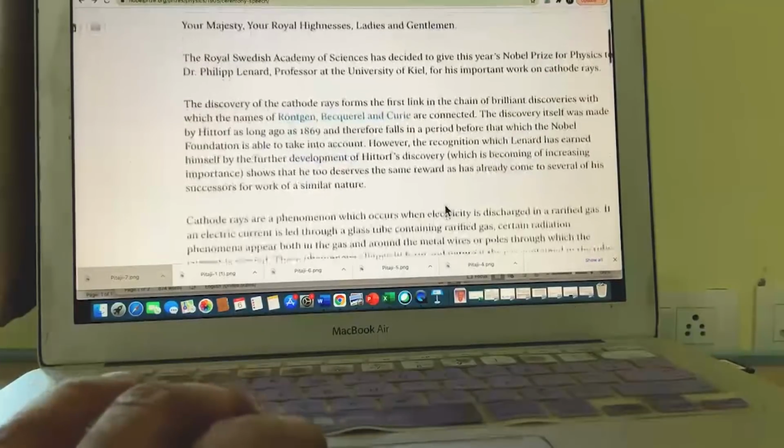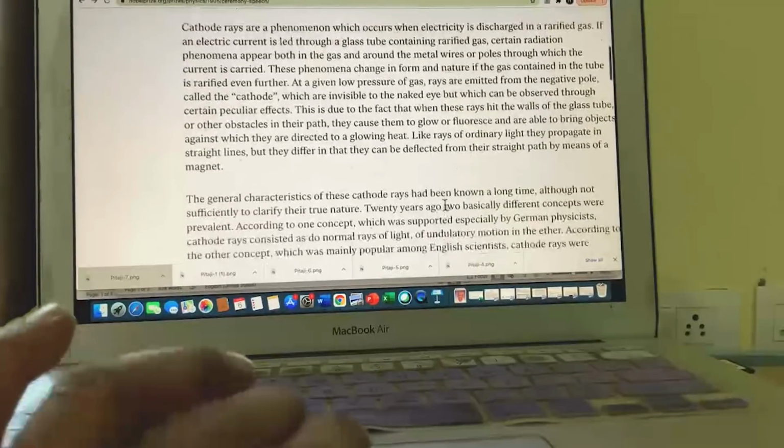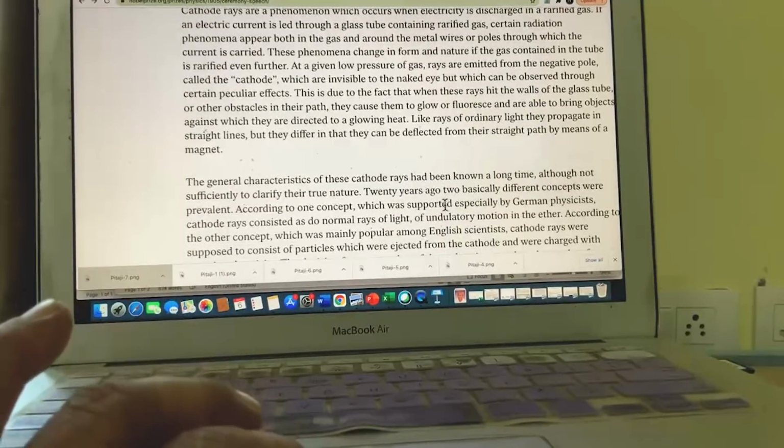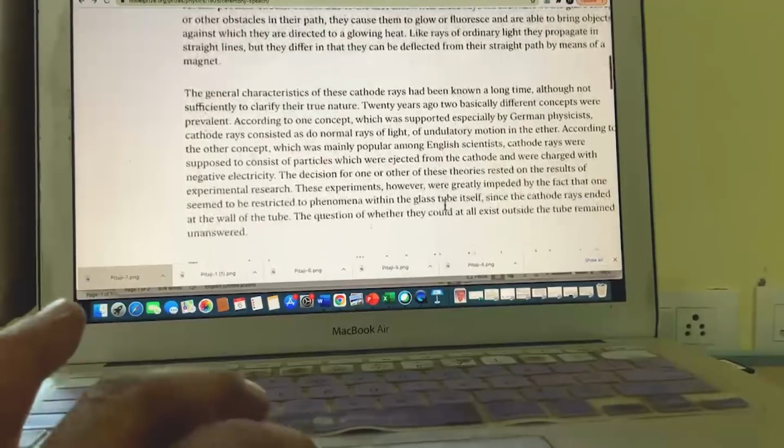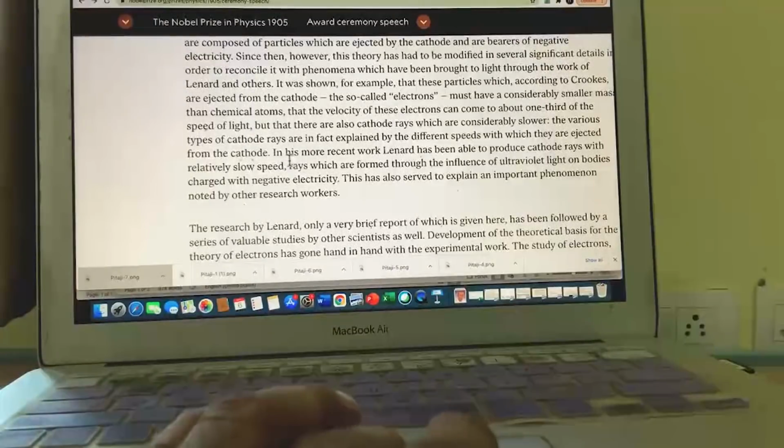Now, this is 1905, and photoelectric effect experiments by Lenard were, say, from 1899 onwards. So it was very recent at that time. So focus on these sentences here.